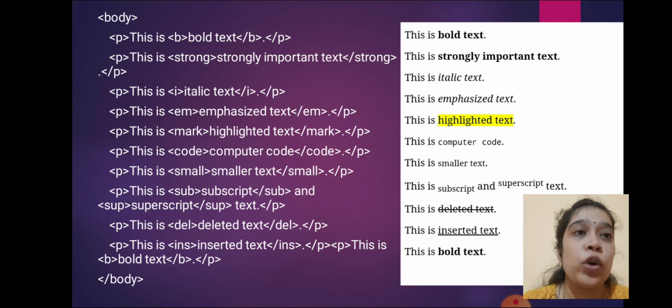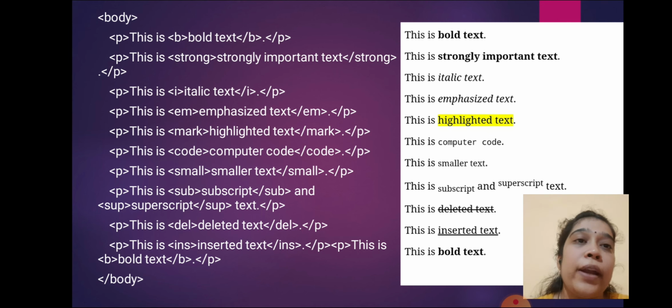Next is code. Code means whatever we write inside the computer, where the font is different. If you want to apply the same coding font to particular text, then you can write it inside the code tag, and that string will appear in that coded format, computer code. You can see the difference in the output.